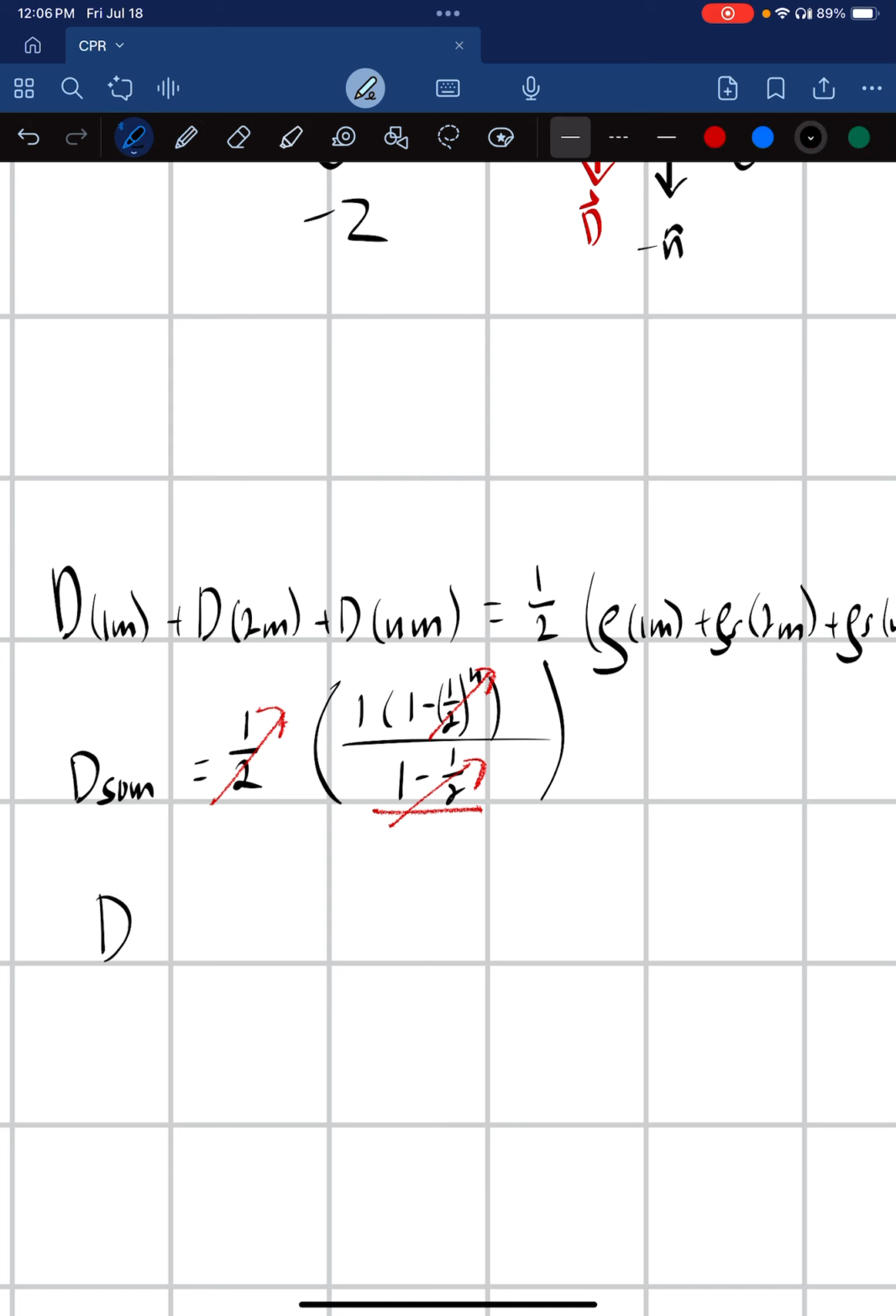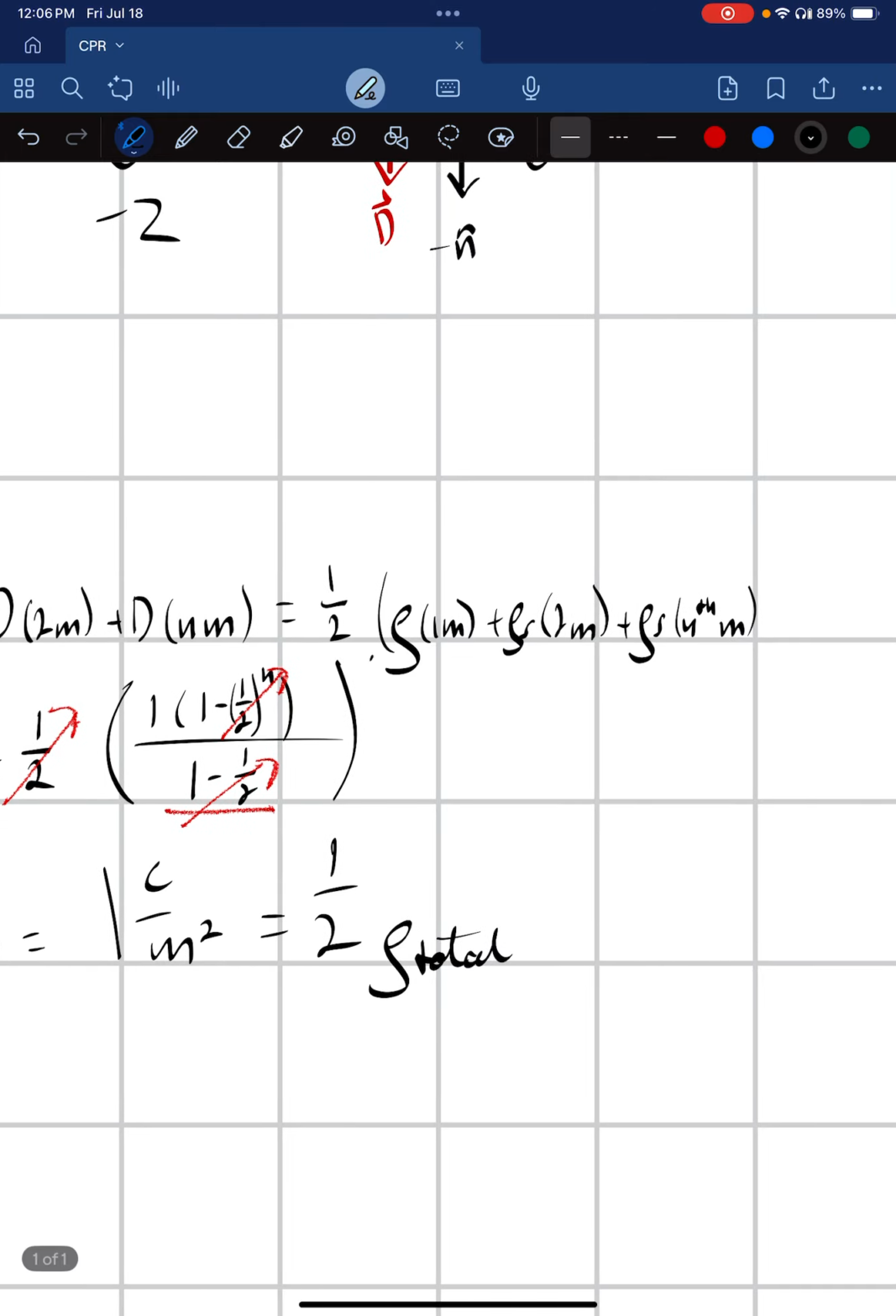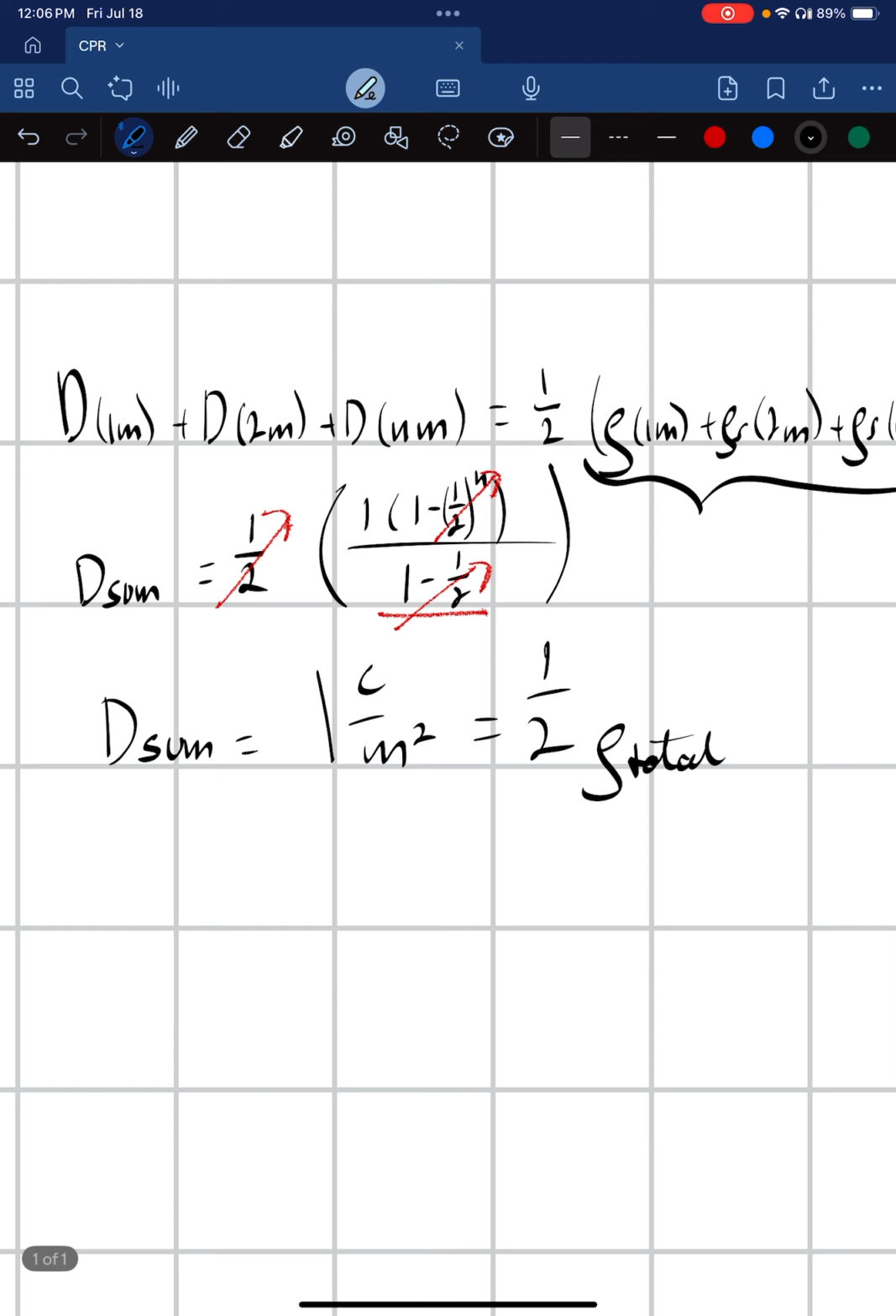So that we get the D sum is equal to 1 coulomb per meter squared, which is then equal to 1/2 rho total, which is this. So that rho total is equal to 2 coulombs per meter squared.